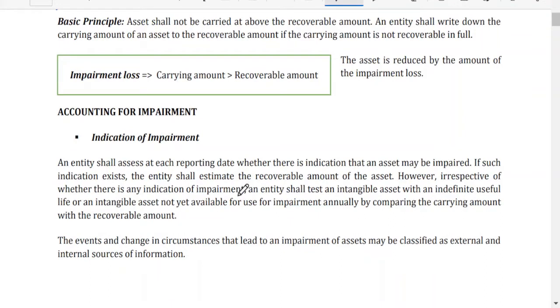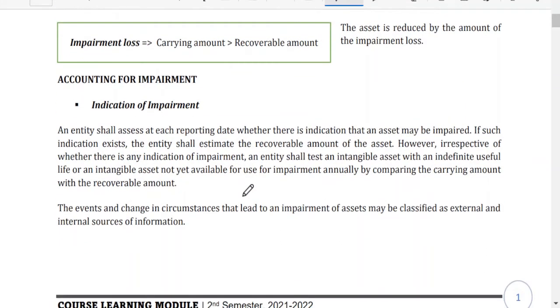How do we account for the impairment? First, we have to determine if the asset is really impaired. There are indications when an asset is impaired. If the indication exists, then the entity shall estimate the recoverable amount of the asset, which later on you will know how to determine. But first, let us know what are the indications that the asset may be impaired.